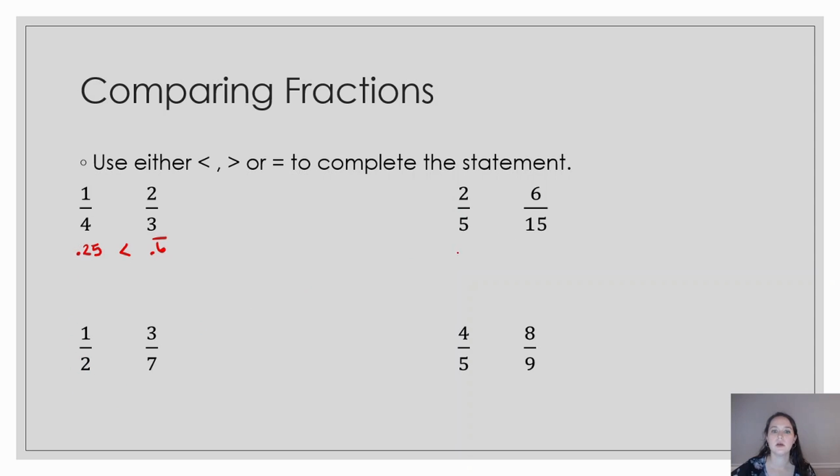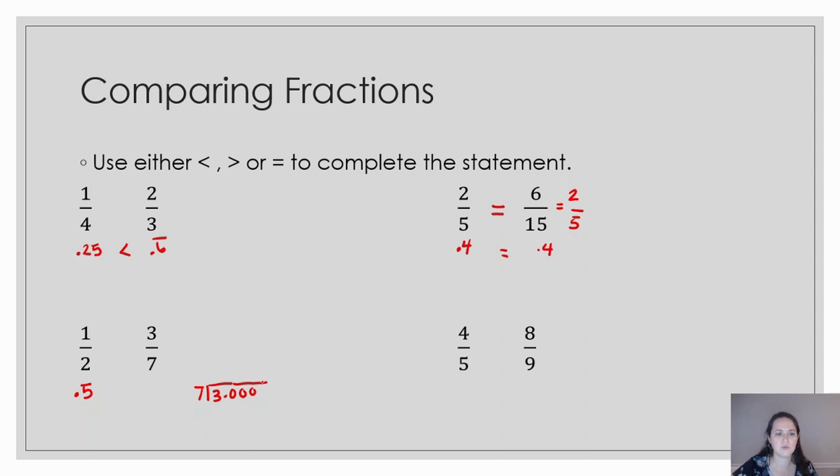Let's see. I'll go across. 2 over 5 is 0.4. 6 over 15 you can simplify to, let's see, they both have a 3 in it, so divide the top by 3, you get 2. Divide the bottom by 3, you get 5. Oh, that's the same thing. Those are equal. 0.5 for your half.